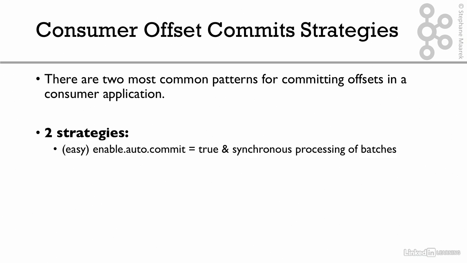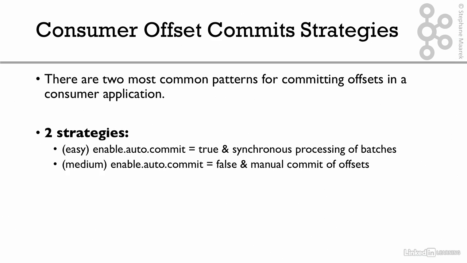Number one, which is the easy one, which is the one we've been using, is to enable autocommit equals true, and that's a default, and then do synchronous processing of batches. So this is exactly what we've been doing. We have this enabled by default, and then we've been processing our batches synchronously. That means we won't poll again until we've done all the processing of the messages that we just received.